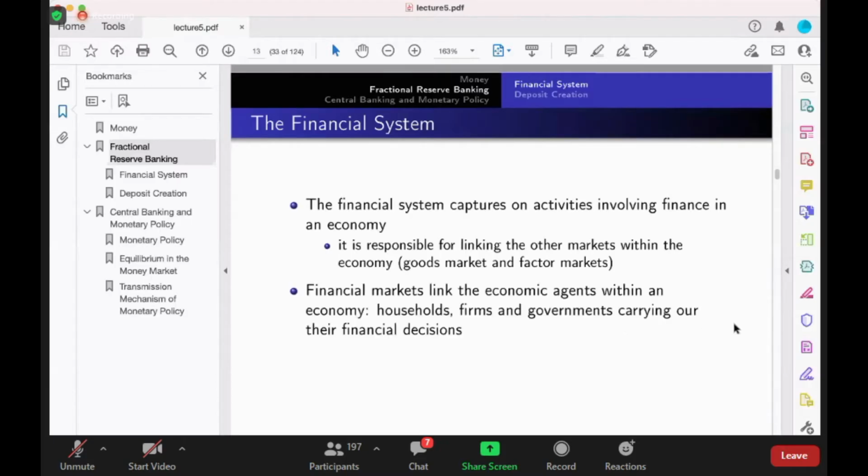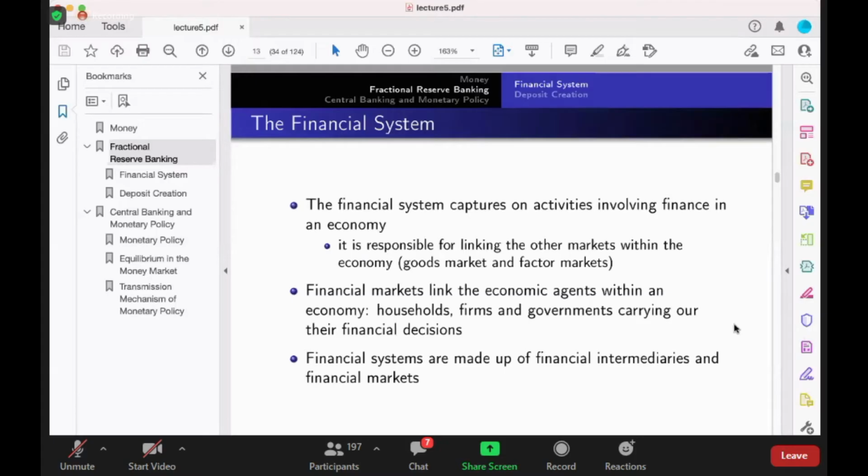It links economic agents within the economy, whether households, firms, or governments. It links all those people. So financial systems are made up of all the financial intermediaries and the financial markets. That's what the financial system is made up of.